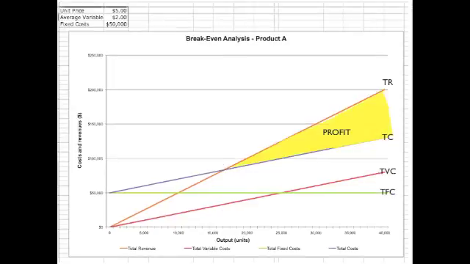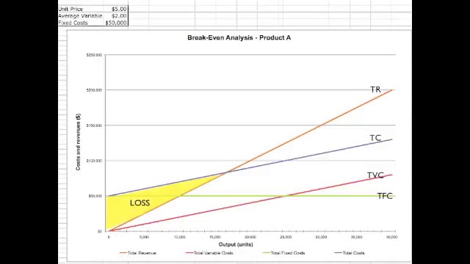When total revenue is greater than total cost, a profit is made, and when total revenue is less than total cost, this results in a loss.